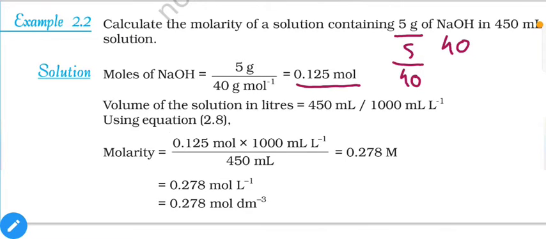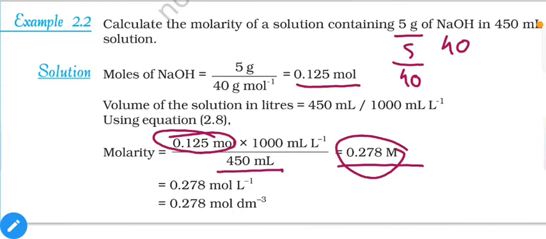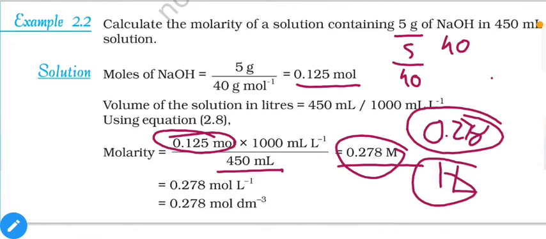So we have 0.125 moles in 450 mL, that means 0.45 liters, which is equal to 0.278 molar. So simply this value represents we have 0.278 moles of NaOH in 1 liter of solution. That means per 1 liter, this is the quantity of number of moles of NaOH.